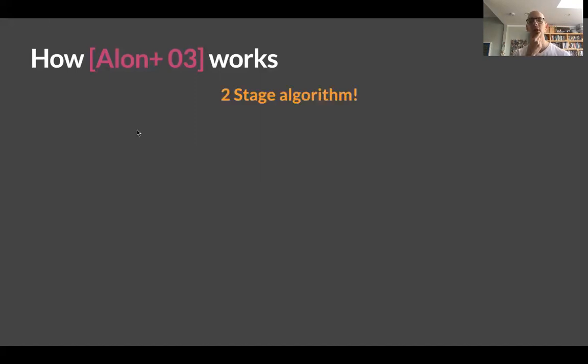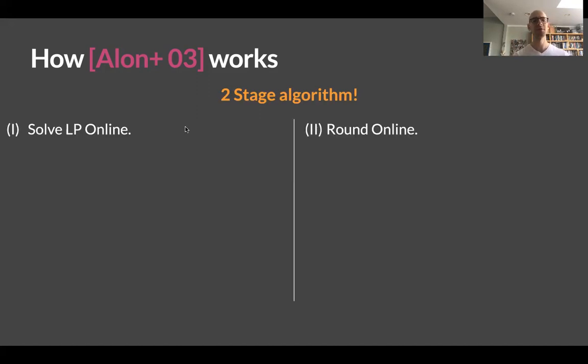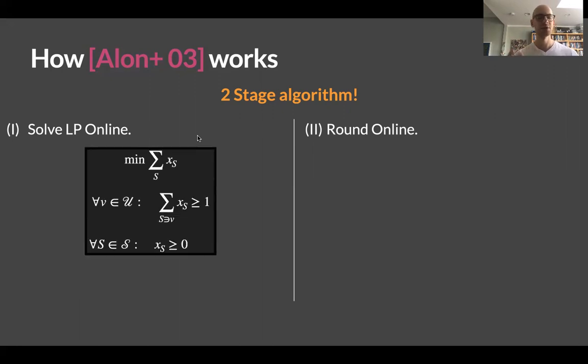Okay, so how does this Lund paper work? It's a two-stage algorithm, which at this point has become a fundamental primitive in online algorithms. So step 1 is you solve an LP relaxation of set cover online, and step 2 is you round this relaxation online. So here is the classic set cover LP. We have a variable X_S for every set. We'd like to minimize the total number of sets chosen fractionally. And we have a constraint for every element V that we need to cover, that at least one set be picked fractionally containing this element. And everything must be non-negative.